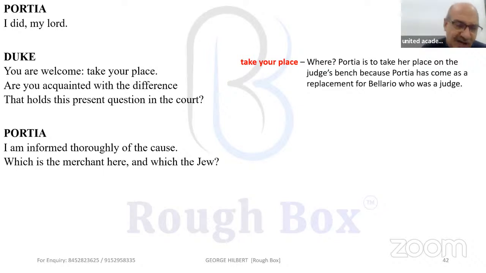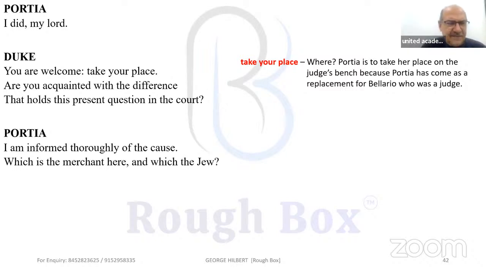That's why she can't be a lawyer. Because if she's a lawyer, then whose side is she fighting on? Antonio's or Shylock's? She's not fighting for anyone. She's only going to decide. That's the job of a judge. And if she's a lawyer, then where's the other lawyer? Who is she fighting against? Is that understood? Yes, sir. So, take your place.